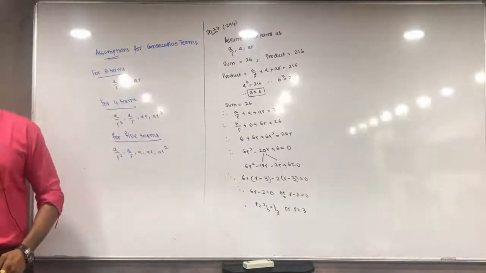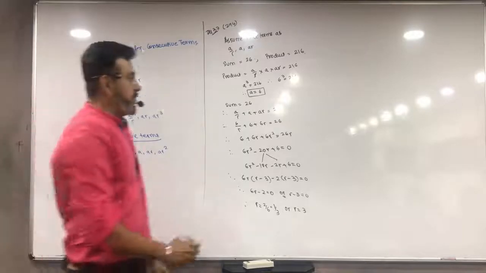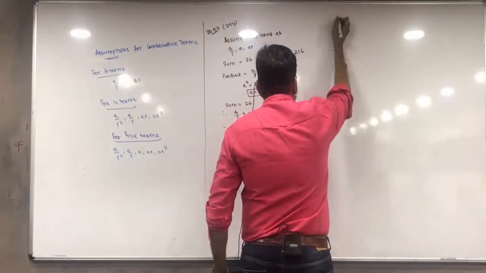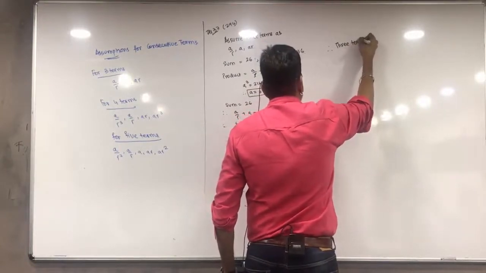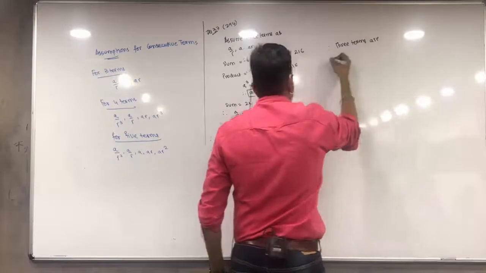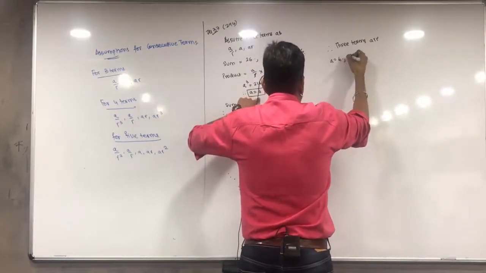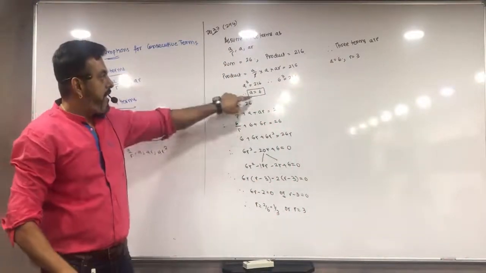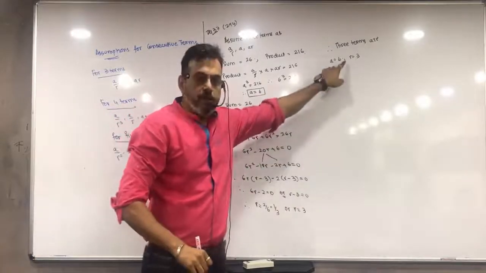But this is not the answer. We have to find the terms. So we write over here. Therefore, three terms are, first we'll take A is equal to 6, R is equal to 3. Dhyan do please. A is equal to 6 and R is equal to 3.